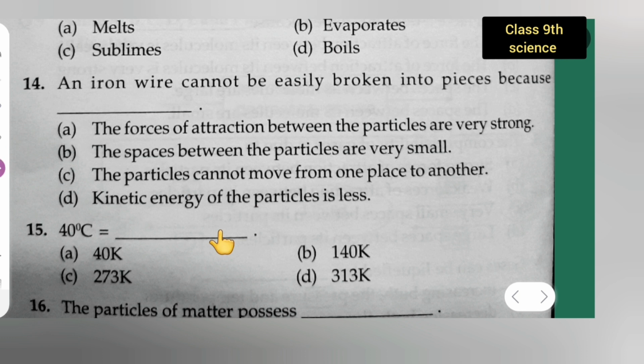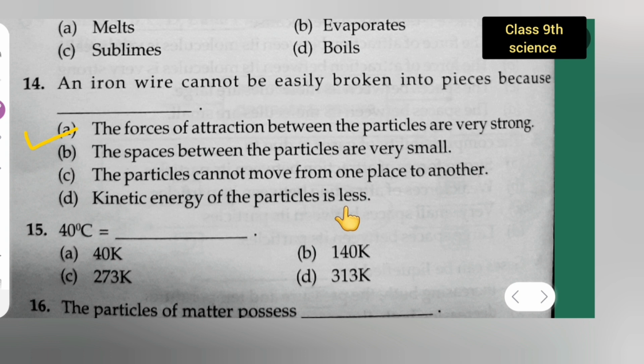Moving towards the next question. An iron wire cannot be easily broken into pieces because option A, the forces of attraction between the particles are very strong, option B, the spaces between the particles are very small, option C, the particles cannot move from one place to another, option D, kinetic energy of the particles is less. So which is the correct answer for question number 14? The forces of attraction between the particles are very strong.